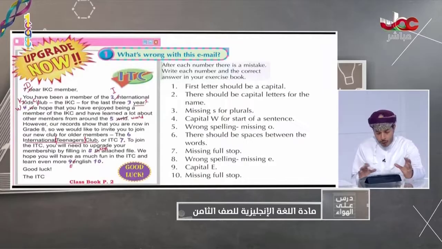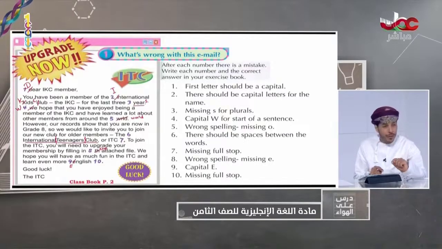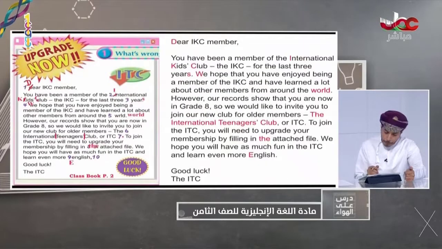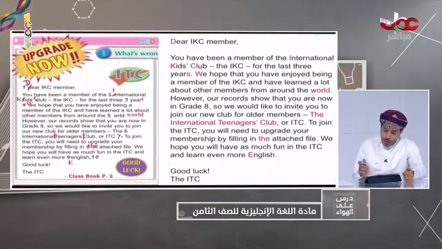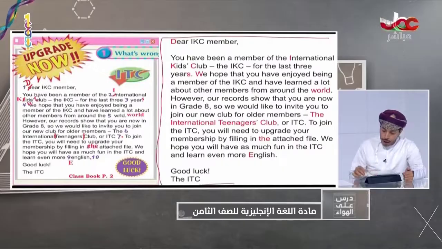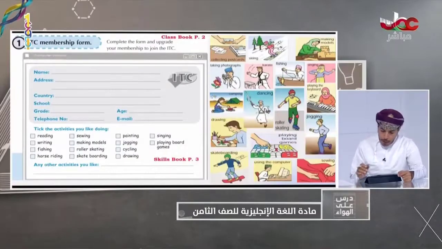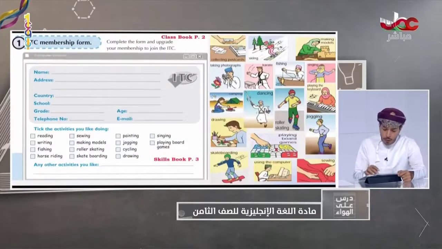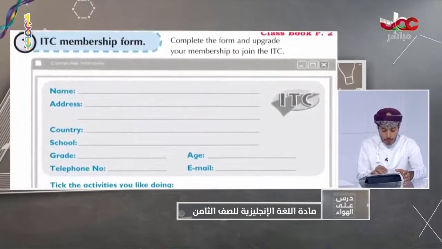Okay, guys? So this is how we correct this student's mistakes. Okay, and I hope that you avoid these mistakes. You learn from them and then avoid them. So we can see the changes here, and we can see the latest email. After correcting it, we can see it in this way. Good, guys. Now, let's move to talk about our membership form.